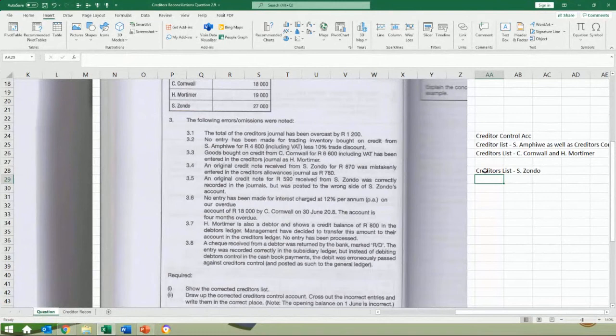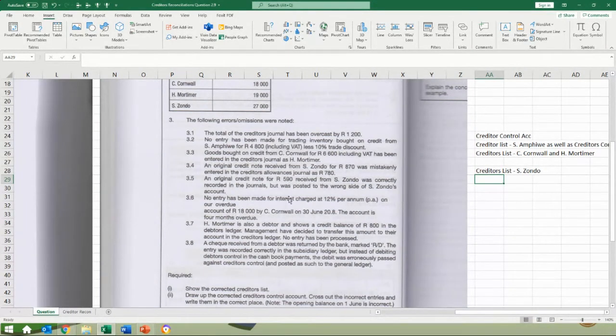Okay, so it's correct in the journal, so that means our control account is 100% correct. It's only when we took it to the individual creditor where we accidentally captured it on the incorrect side, which means when we correct it, we will have to reflect it twice to correct the mistake.